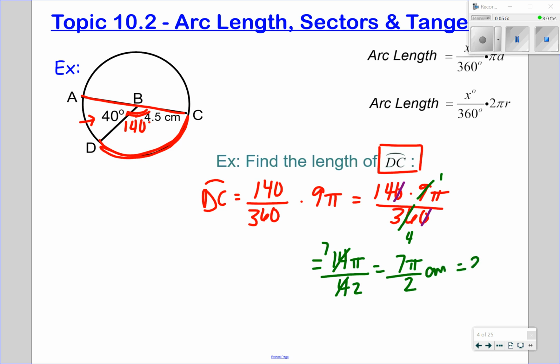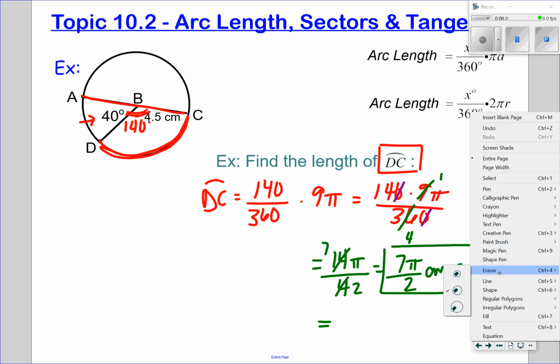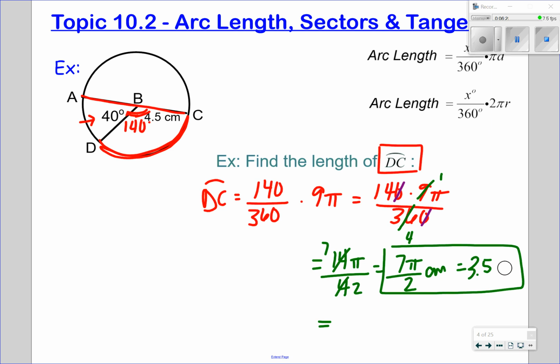centimeters. Or, because 7 over 2 is a nice decimal, you could leave it like this. These would be your answers in terms of pi. If they asked you to round to the nearest tenth and they didn't tell you to use 3.14, you would use the pi button on this. And you could do 7 times pi divided by 2, or 3.5. Well, I'm sorry. There should be a little pi in there. Okay? 3.5 times pi. You could do that also.